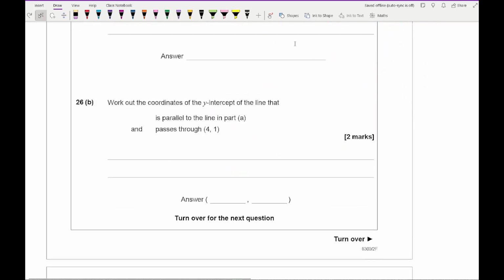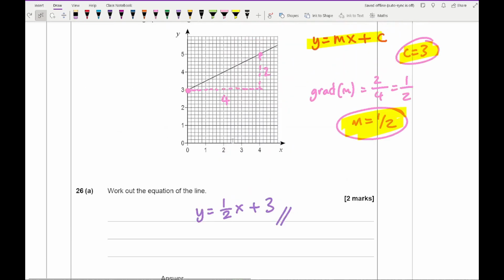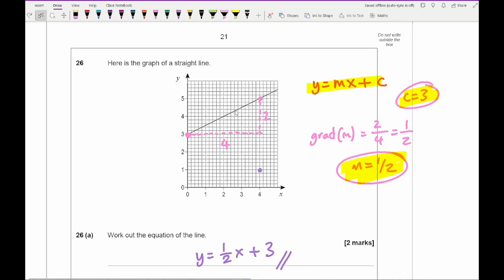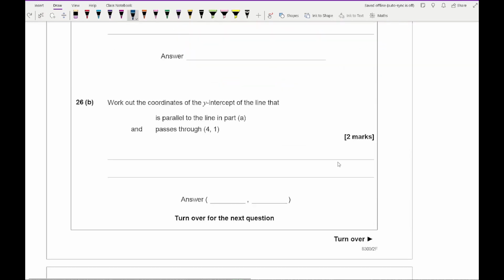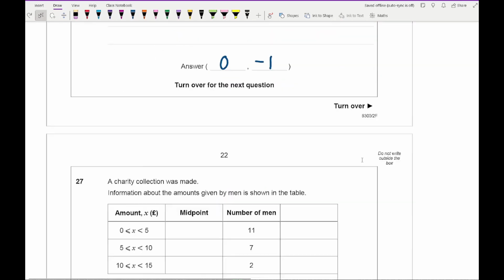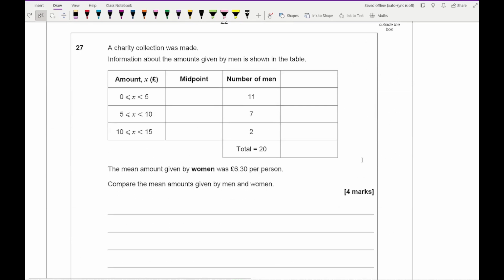Then for question 26b, it says work out the coordinates of the y-intercept of the line that is parallel to the line of part A and passes through (4, 1). Well, if I mark down what (4, 1) is, now here I can see that from my triangle, it goes down 2 blocks and across 4. So if I go down 2 blocks, that's 1, 2, and then go 4 across, it's going to hit the y-axis at this point here, which is at -1. So the coordinate I'm wanting is (0, -1).